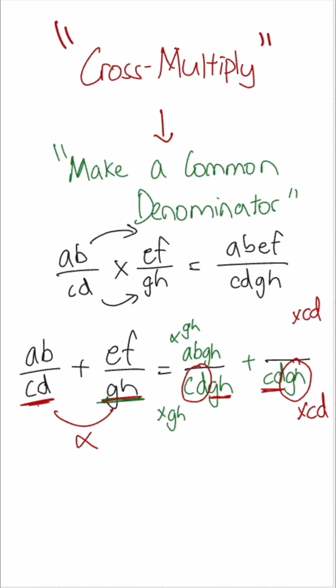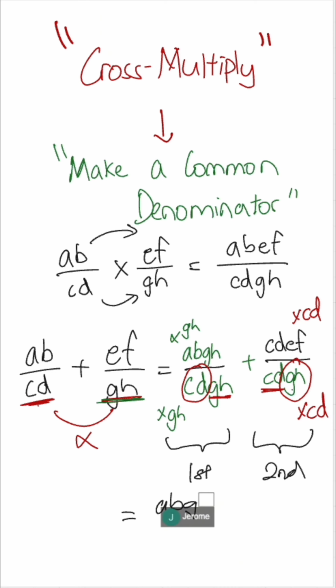So maybe I call this the first term, and I call this the second term. The first term, we need to multiply by GH on the numerator and the denominator. But for the second term, we need to multiply by CD, right? Because they have different components. So if I multiply by CD on top, that will be CDEF. Okay, so now the final answer will be ABGH plus CDEF over CDGH. Okay, so this is when we use the cross multiplication, like what I've shown you just now.